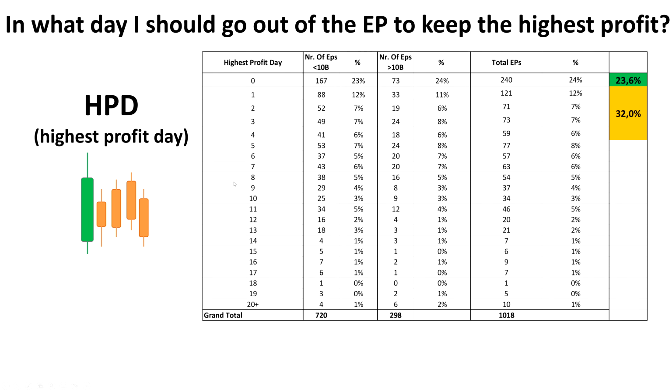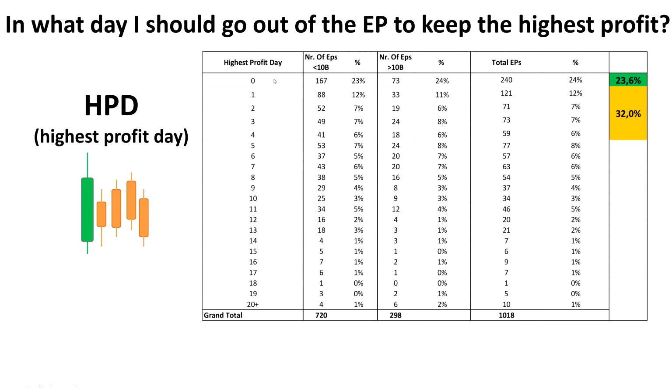And here's what the numbers show. Day 0 came in 23.6% of the times, almost a quarter of the times of all the EPs traded. If I go out of this stock on day 0, it will be the highest. I will maintain the highest profits compared to the other 19 days. That's where they're at. I stopped counting at 20.